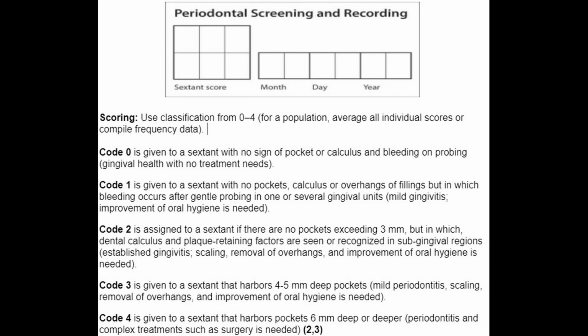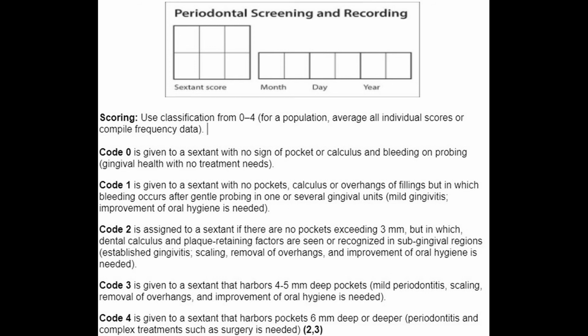Code 2 is assigned to a sextant if there are no pockets exceeding 3 millimeters, but in which dental calculus and plaque-retaining factors are seen or recognized in subgingival regions. This is a sign of established gingivitis, and scaling, removal of overhangs, and improvement of oral hygiene is needed.